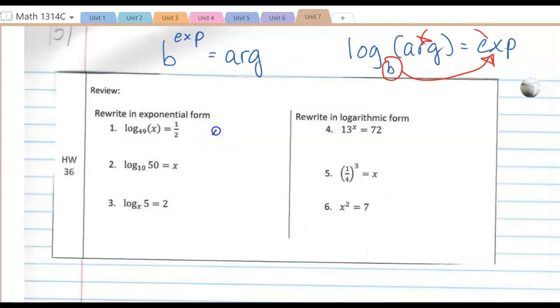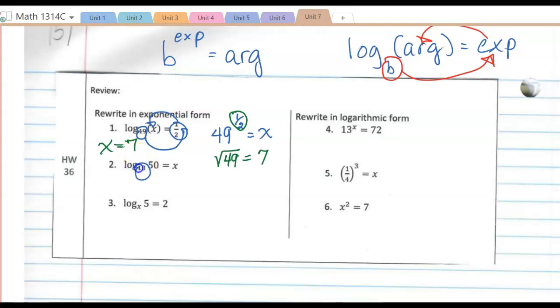Our base is 49, and then we're going to put it to this exponent of 1/2, and that's going to equal the argument of x. So we can actually solve this because we do know 49 to the 1/2 power. Remember that the 1/2 power means the square root of 49. And we can find that to be 7. So we can actually solve this problem as x is equal to 7. Let's try the next one.